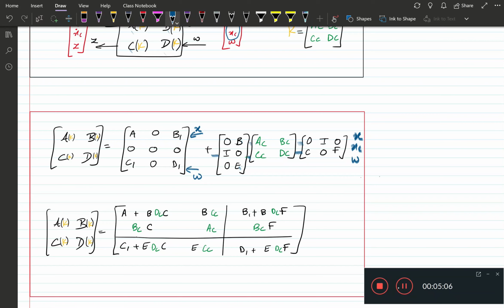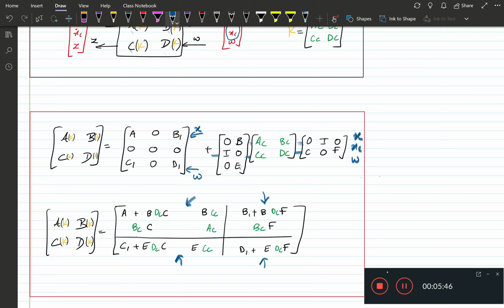Now once you have this one, then it's simple matrix multiplication to obtain the final closed loop matrices AK, BK, CK, and DK. So this one is AK, BK, CK, and DK. Note that the controller parameters AC, BC, CC, and DC are shown in green, which are embedded here, and that's why we write the calligraphic A as a function of K, which is the controller parameters, which we represent by AC, BC, CC, and DC. So that's the closed loop.